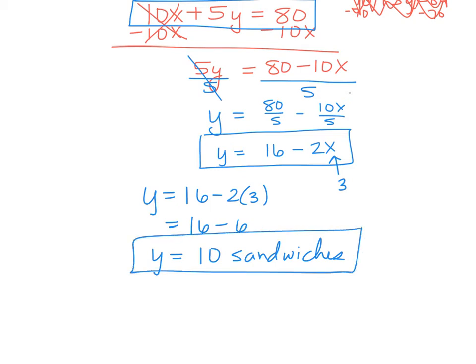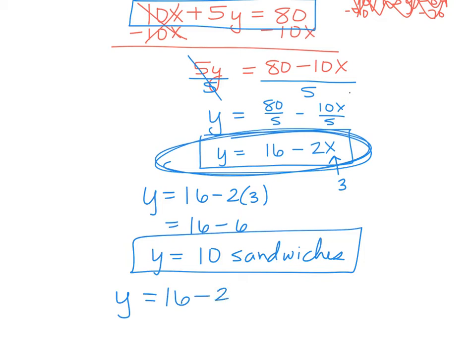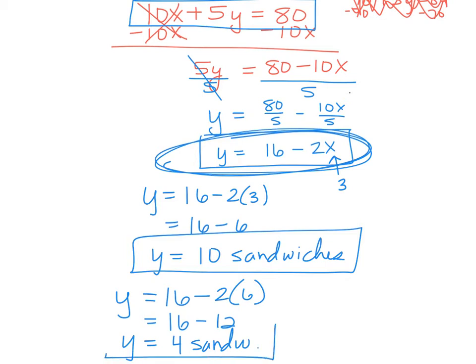But what if we did 6 pizzas? You're going to go back to that original equation that we came up with and plug in a 6 instead. So y equals 16 minus 2 times 6 would be 16 minus 12. So that means we could buy 4 sandwiches if there were 6 pizzas.